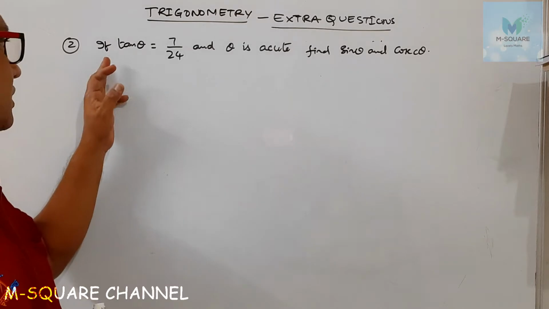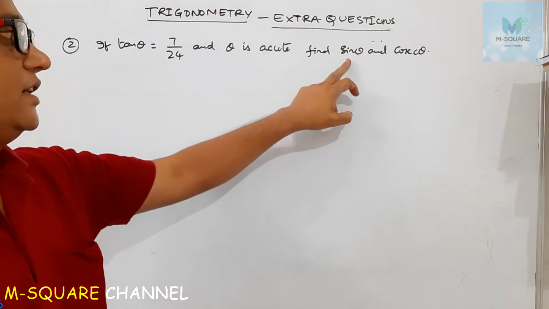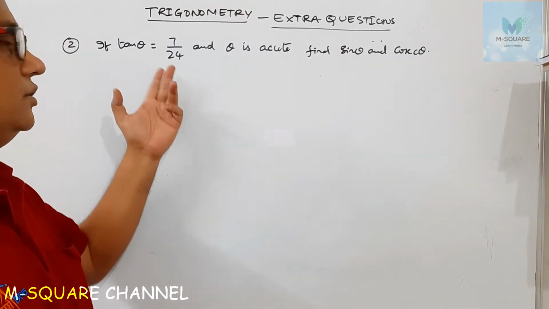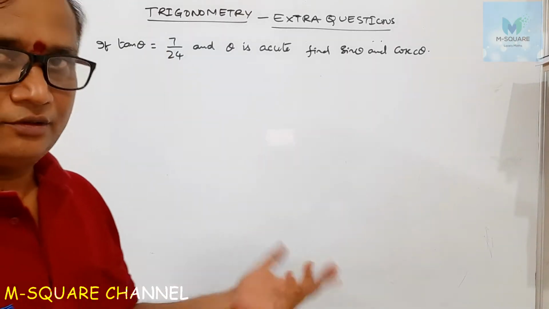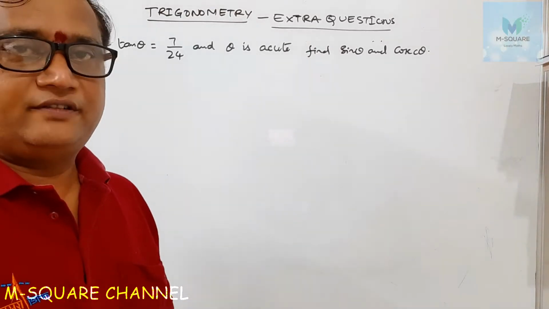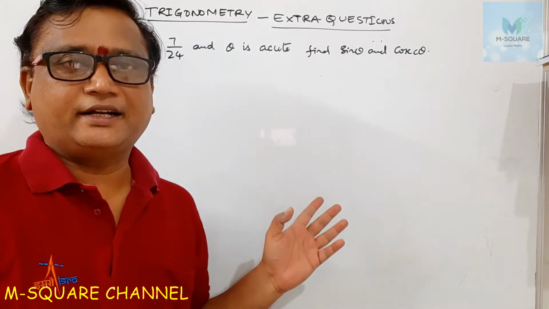In this question, if tan theta equals 7 by 24 and theta is acute, find sin theta and cosecant theta. Again, you can take 7, 24, 25 as a Pythagorean triplet, so automatically the hypotenuse is 25. We can do it in the triangular method. While using identities, how can we do it?